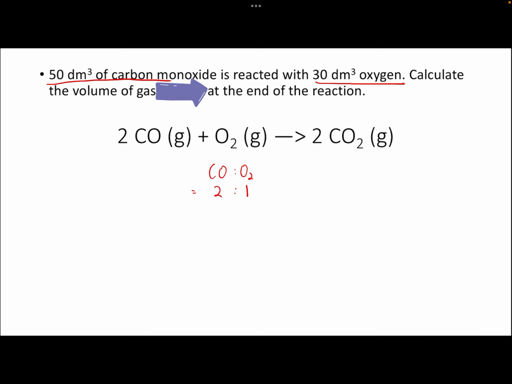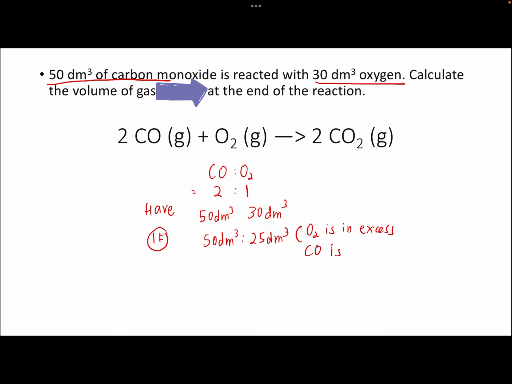So what does the question give you? My next column will be have. What do I have? I have 50 dm³ of carbon monoxide and 30 dm³ of oxygen. Then my next line will be if. If I use 50 dm³ of carbon monoxide, I only need 25 dm³ of oxygen. And what does this mean? Do I have 25 dm³ of oxygen if I use 50 dm³ of carbon monoxide? Yes, I do. So that means that my oxygen is in excess and my carbon monoxide is the limiting reagent.